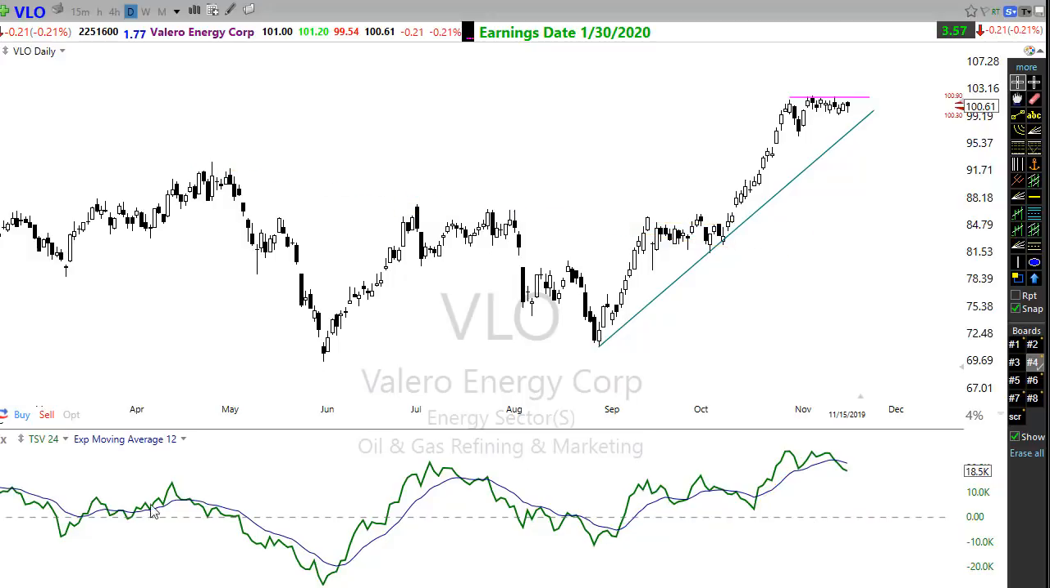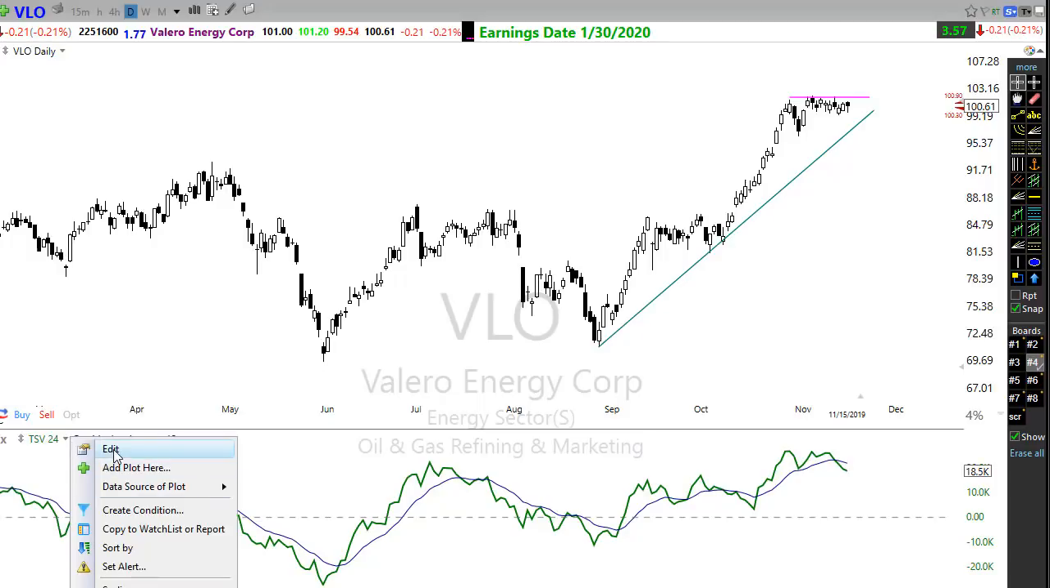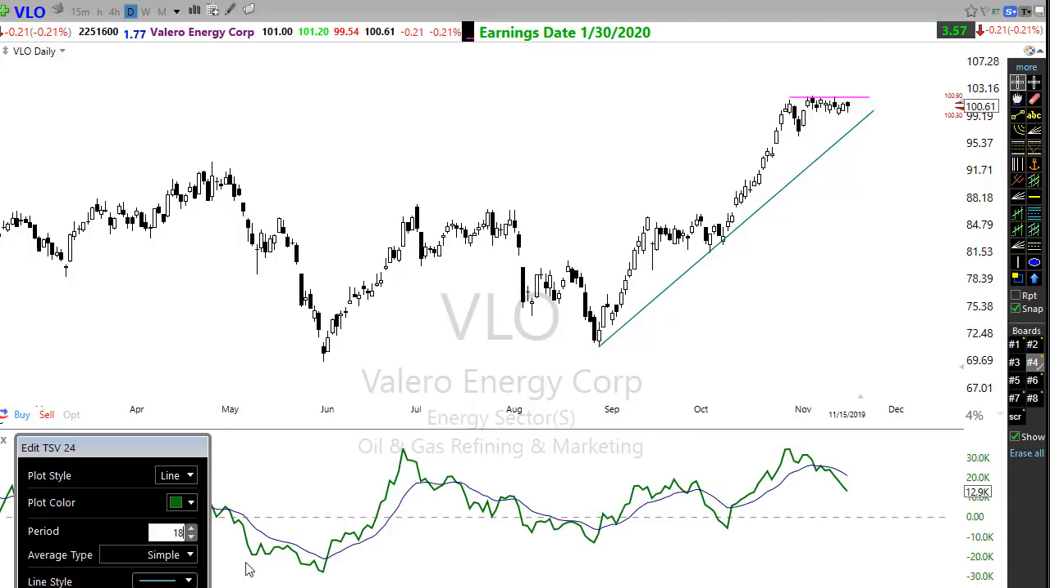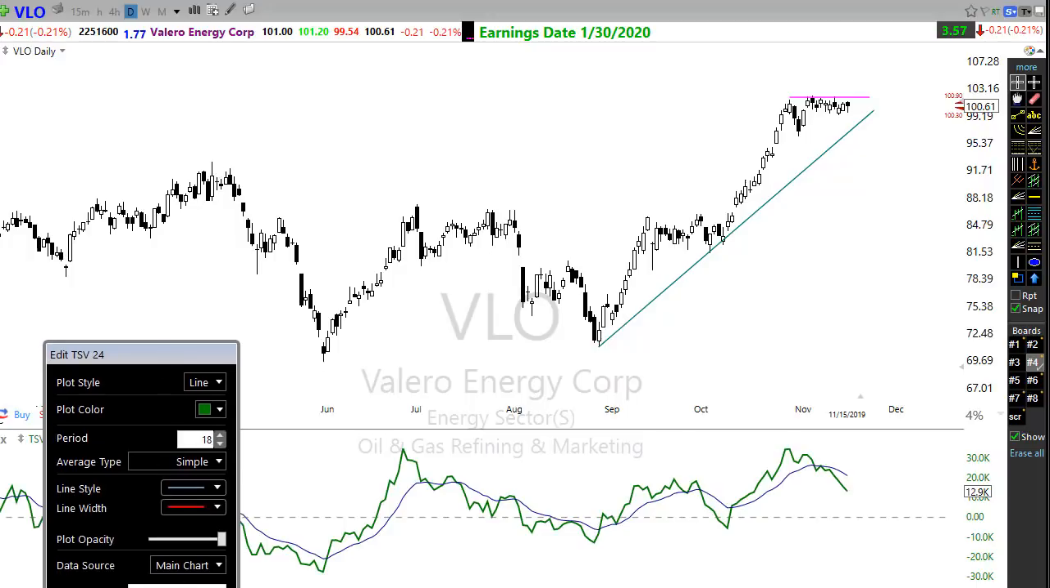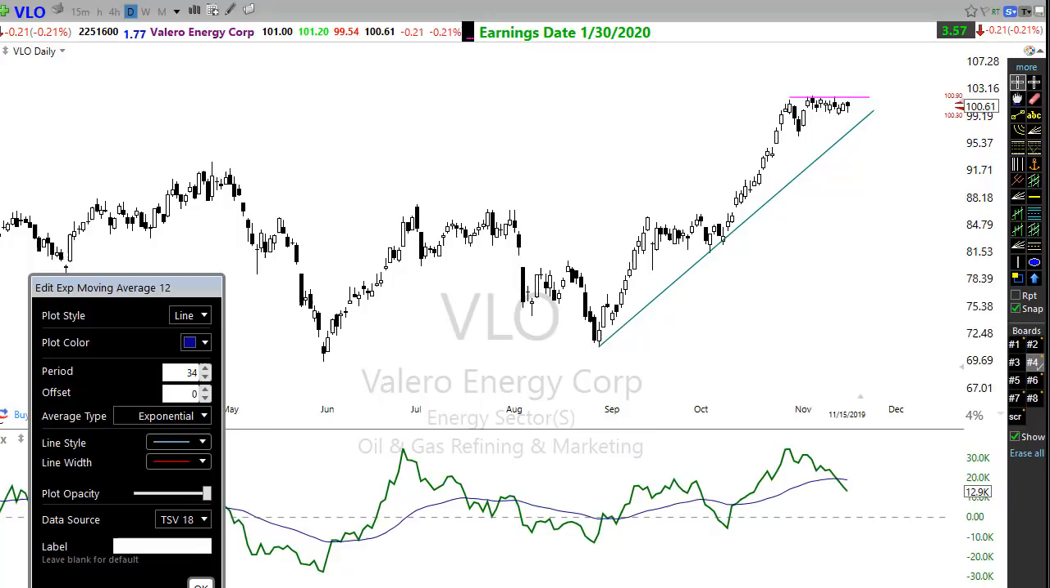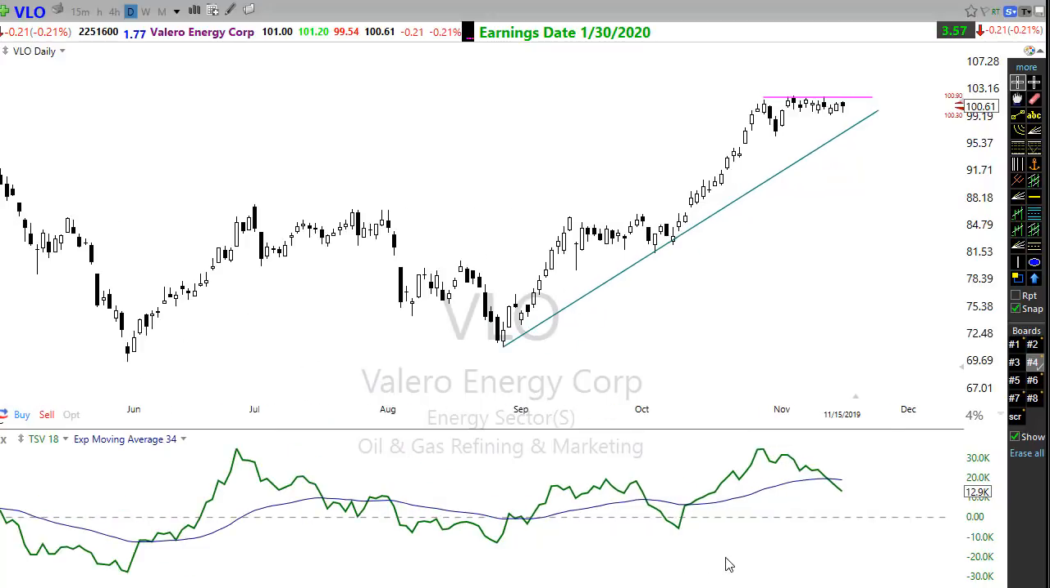Now, the way I had this set up before, with an 18, let me just show you this again. If I go to an 18 here, and I make this a 34, I can get a little bit more in that confirmation type indicator than you can in the short term.